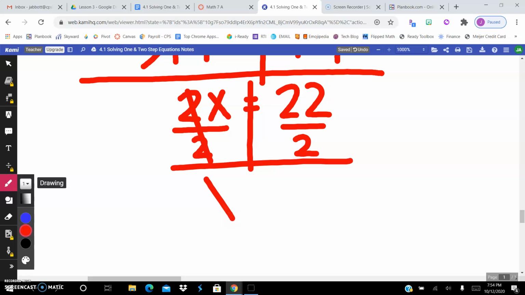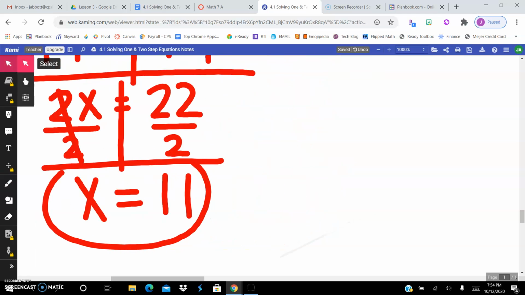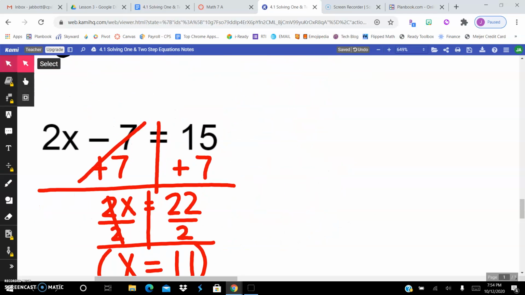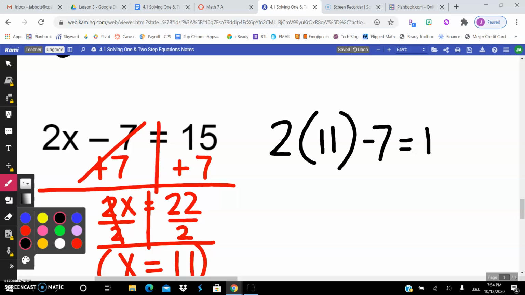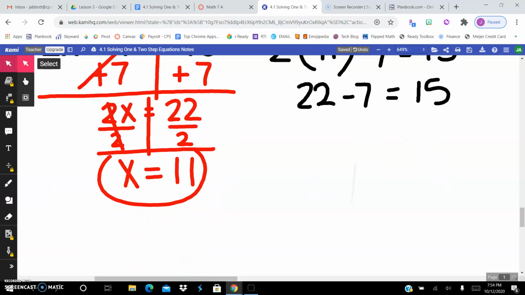And the 2's cancel out, we just have an x, and 22 divided by 2 would be 11. And we can plug that 11 back into this equation. So 2 times 11 minus 7 should be 15. So that's 22 minus 7 is 15, and that is true. So we have the right answer.